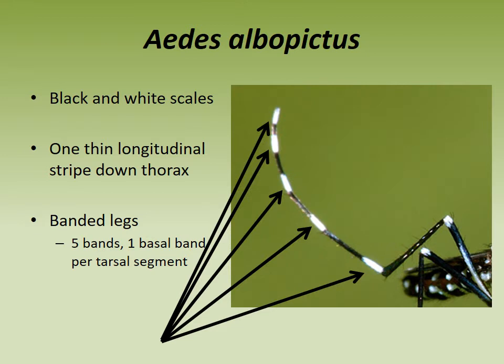A lot of these characteristics, usually in a dichotomous key, it will tell you if it's hind leg or mid leg, front leg, but usually a lot of the characteristics that we talk about are hind leg for mosquito species.